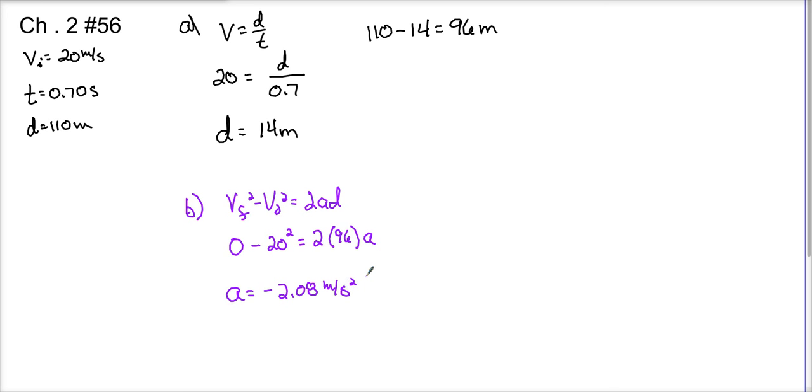And we should get a negative acceleration because it means that we're slowing down, which is obviously the case here as we're going from 20 to 0. So that was chapter 2, number 56.